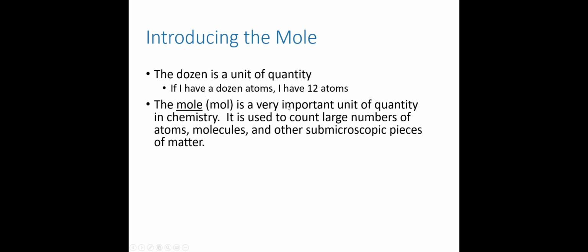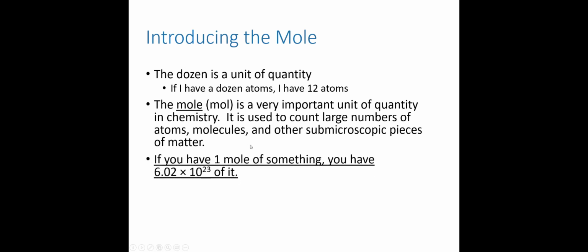The mole is one of these quantity units, and it is used to count things which are extremely small and very, very numerous. And so unlike having the number 12, which we use for dozen, a mole is going to represent a much, much larger number. So we say that if we have 1 mole of something, we have 6.02 times 10 to the 23rd of it. That is a huge number. And we call that Avogadro's number.